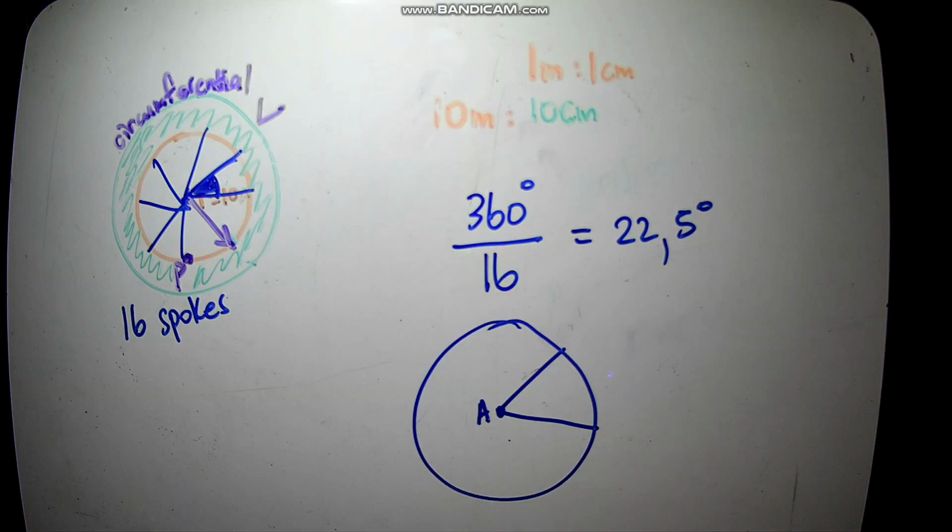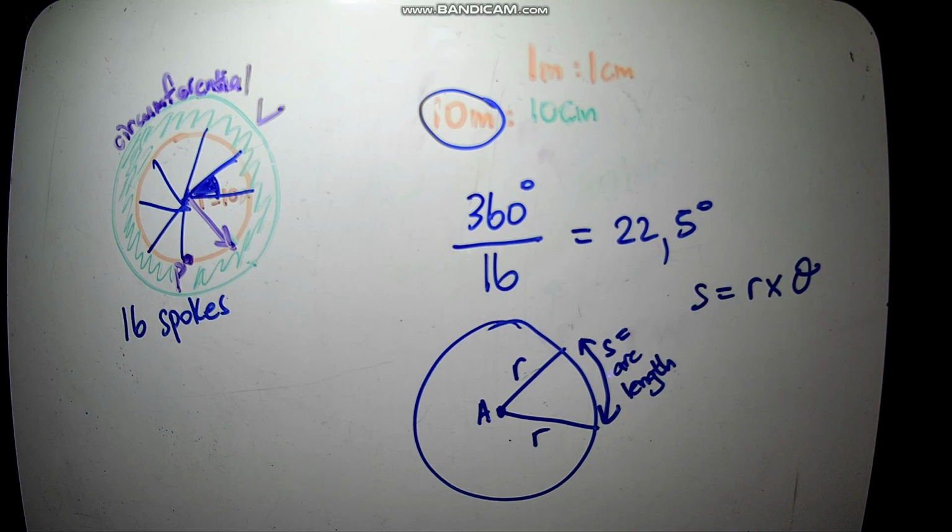Now if A is the center of a circle, this means the two other lines are both radii. And if that radius is 10 meters, this would mean I can then calculate the arc length. Now the formula for arc length is S is equal to R times theta. S is equal to the arc length, and that theta is not really in degrees, but rather the center angle, which is in radians.